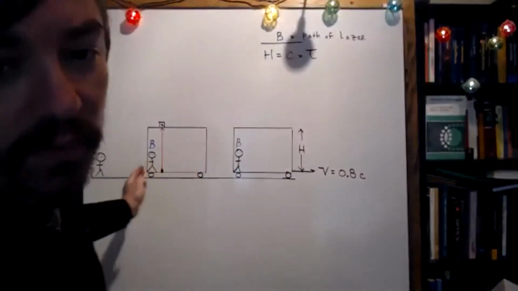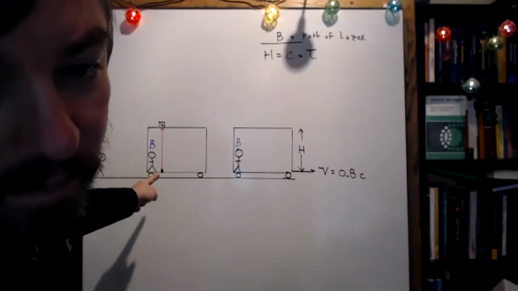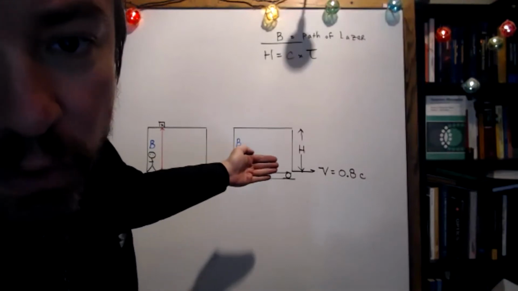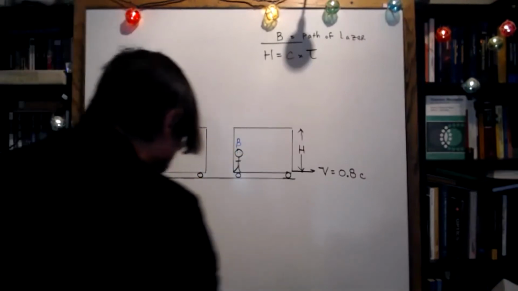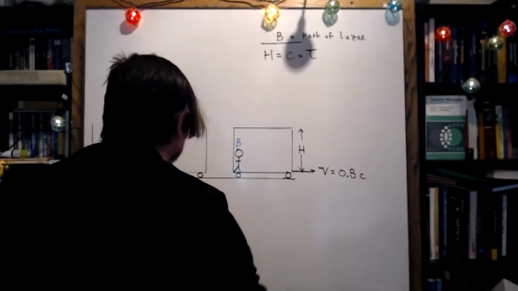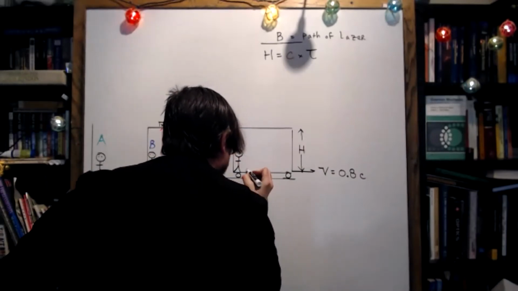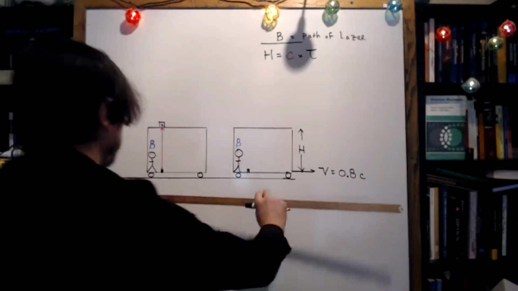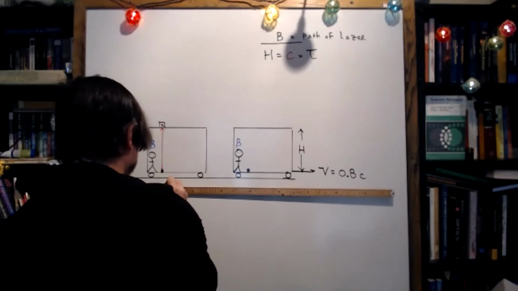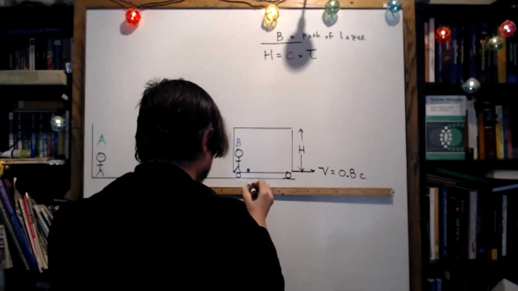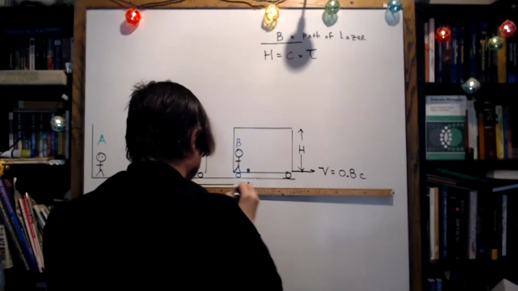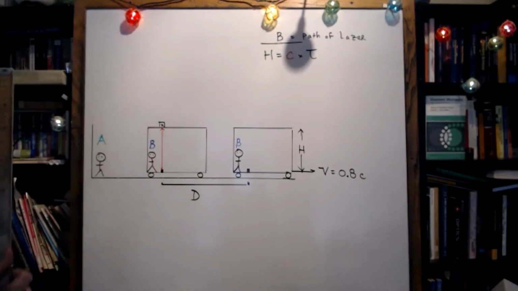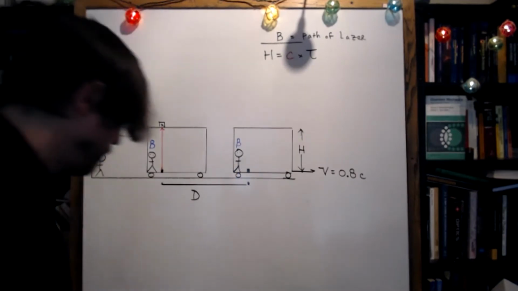According to A, it's going to take time for the laser to go from the bottom of the car to the top of the car. And during that time, the cart will have rolled forward by some distance. What is the distance the cart will have rolled forward by? Well, let's track it relative to the laser. The cart will have rolled forward from here to here, and it will have traveled a distance, which I'll call capital D. Okay?